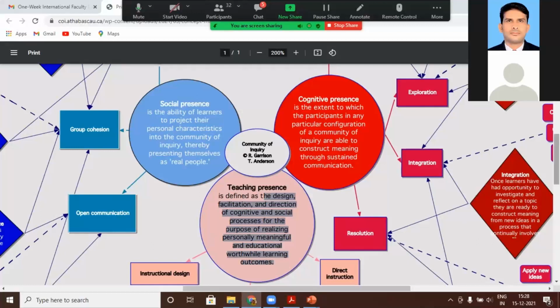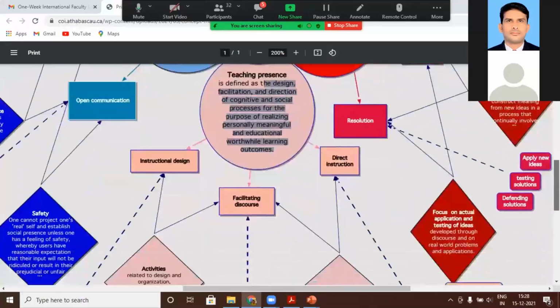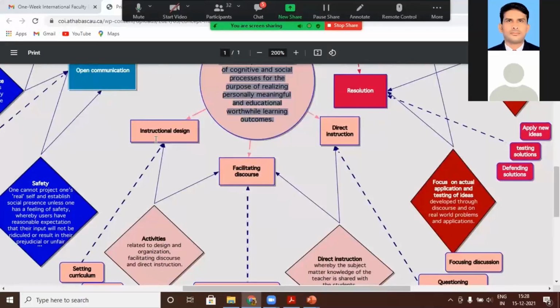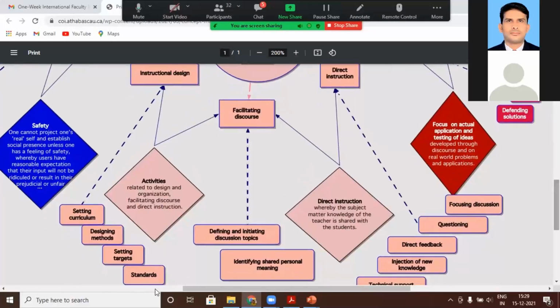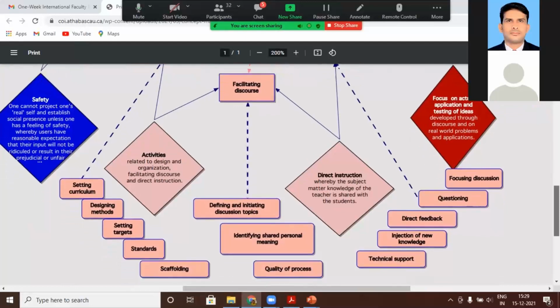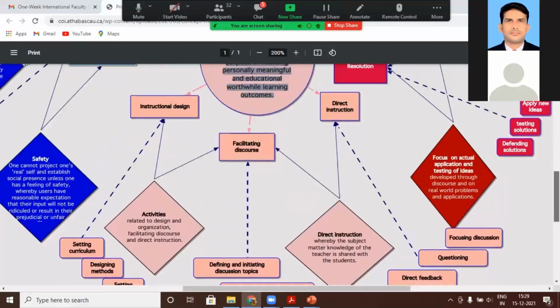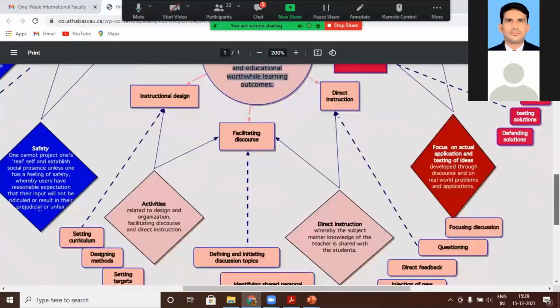Now, let us see what comes in the teaching presence. Let me go to the downside. The teaching presence talks about instructional design, it talks about facilitating discourse, and it talks about direct instruction. What does it mean? When we are talking about instructional design, we should talk about the curriculum. What should be the curriculum? What will be the methods? What will be our targets? And how will we ensure the standards, the quality standards, right? And also we need to provide scaffolding or support to the learners while they are in the teaching learning process. So this is the teaching presence.